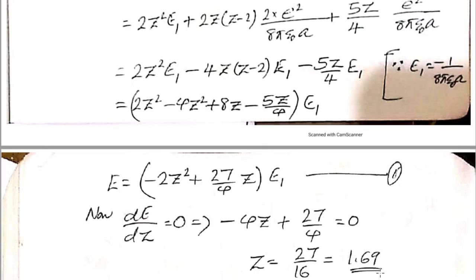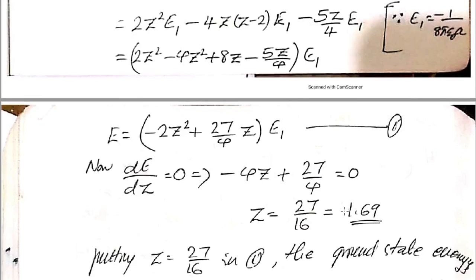So actually the true value of the atomic number of helium atom is 2, but the effective charge felt by one electron is less than 2. It is 1.69. So the remaining charge is screened by the other electron.